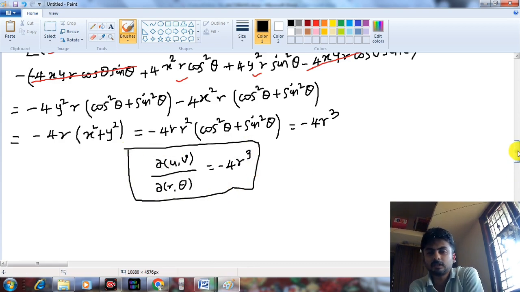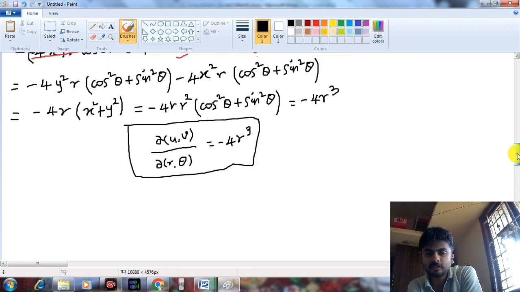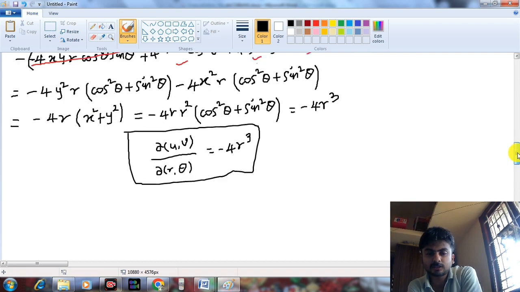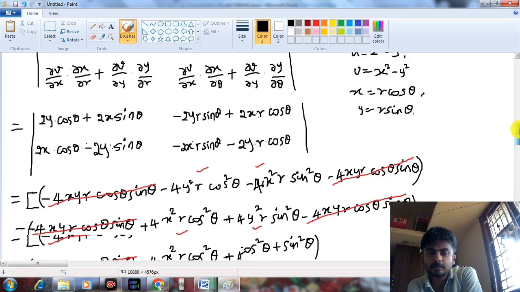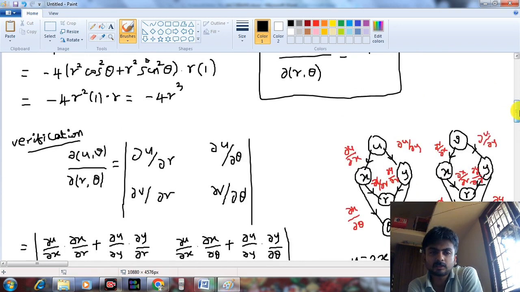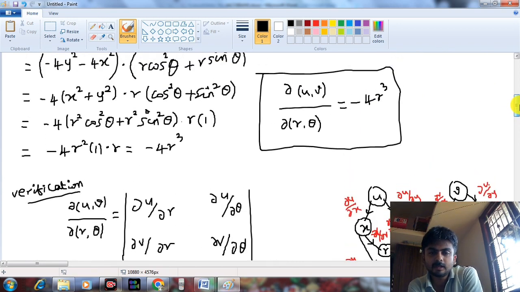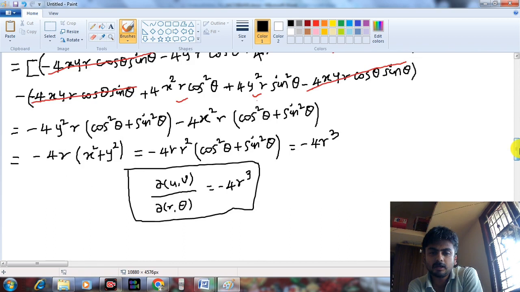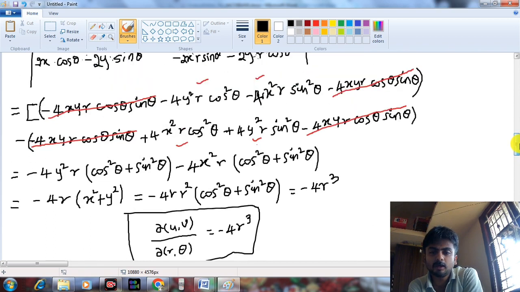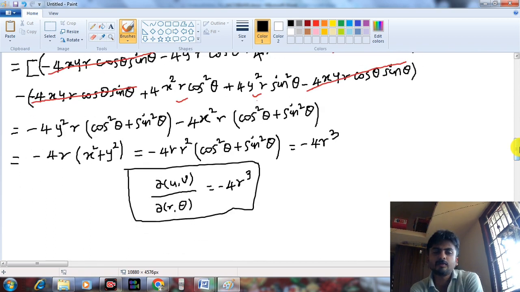We shall check. This was done by actual substitution, and the previous result was obtained by property, that is the chain rule property of Jacobian. In the above result we have minus 4r cube, and here also we have minus 4r cube. Hence our results are the same and thus verified.